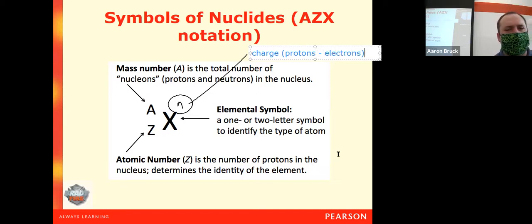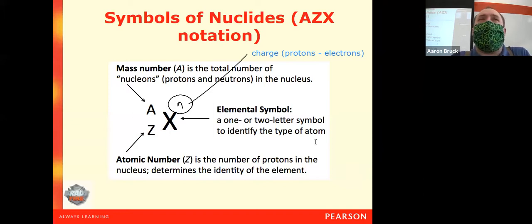We can find the charge of any species by taking the number of protons, that is the atomic number, and subtracting from it the number of electrons. So when our atom is neutral, which is most of the time, there will be nothing in that spot. But in certain cases, we might have a -1 charge. A -1 charge would mean we have one extra electron.